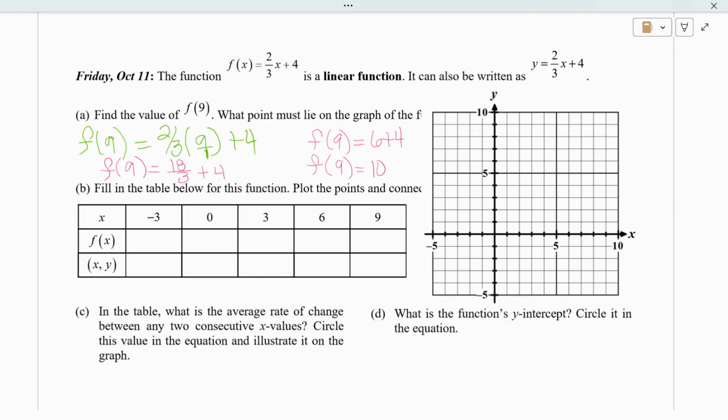Okay. So it says fill in the table below for this function and plot the coordinates. Plot and connect the coordinates. That's what it says. I made the graph big so we could plot easier. So what is an easiest way to get a table of values for this? Calculator. Everybody pick up your calculator and go to y equals.